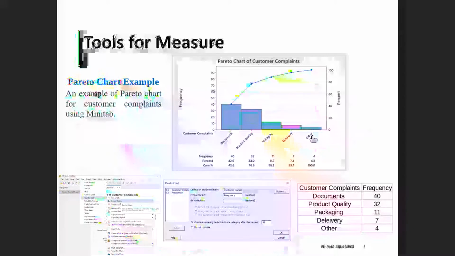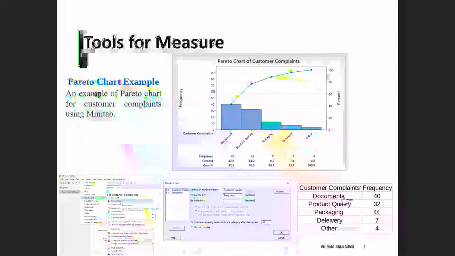So the customer complaints were collected, and the frequency of their complaints: 40 for the documents, 32 for product quality, 11 for packaging, 7 for delivery, 4 for others. Looking at this table will also help you easily identify that documents represent the highest frequency of the causes that affect customer satisfaction.